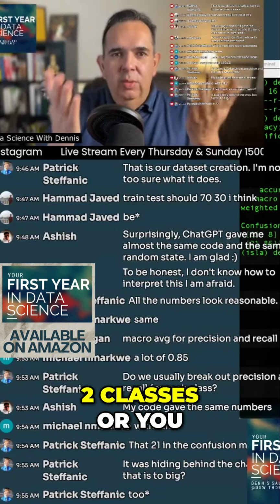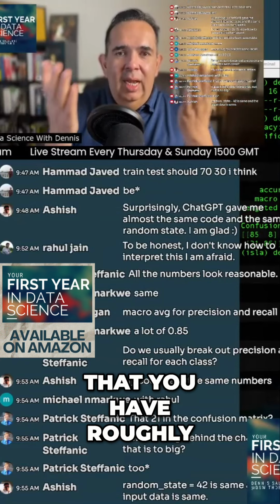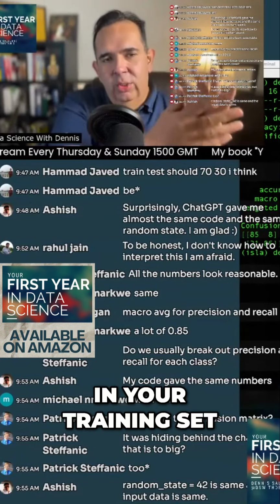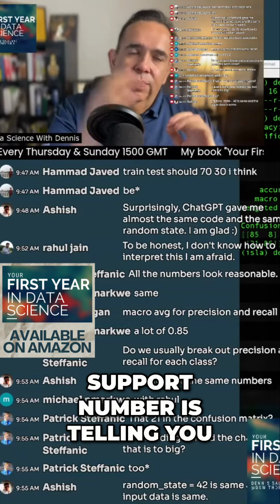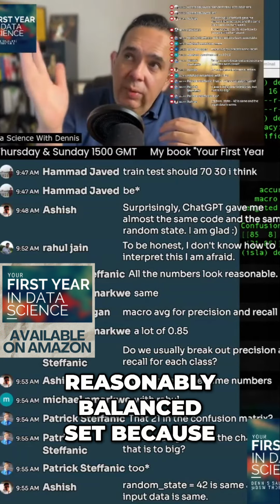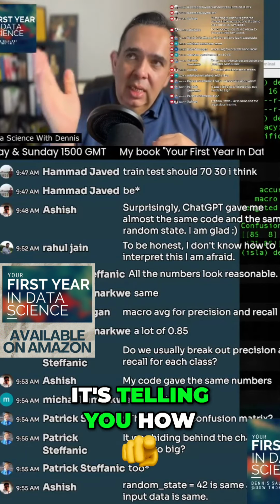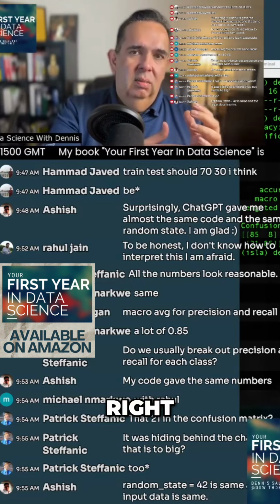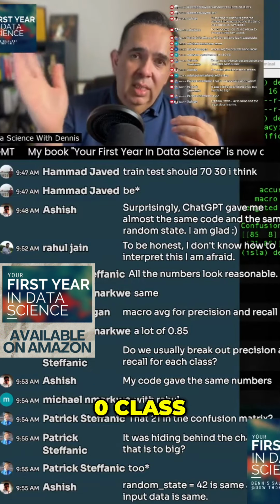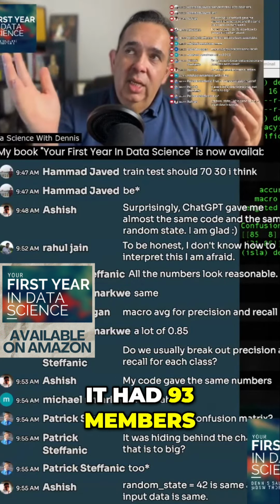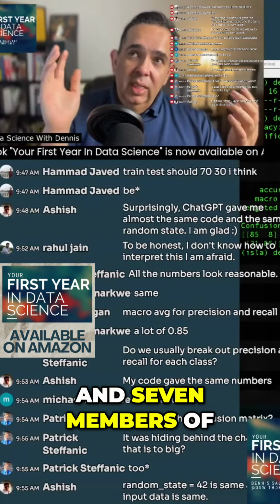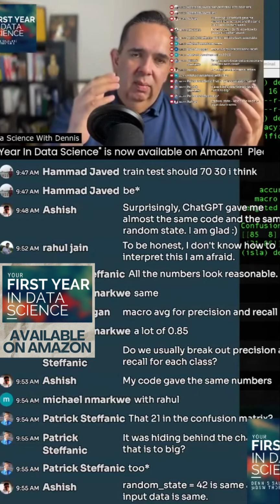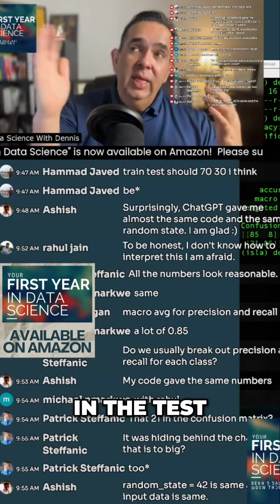So if you have two classes, you want to make sure that you have roughly the same number of examples from each class in your training set. So that's what the support number is telling you. And this is a reasonably balanced set because it's telling you how many are members of each class, right? So this is telling you that of the 0 class, the null class, it had 93 members, and it used 107 members of the positive class in the training, or in the test, right?